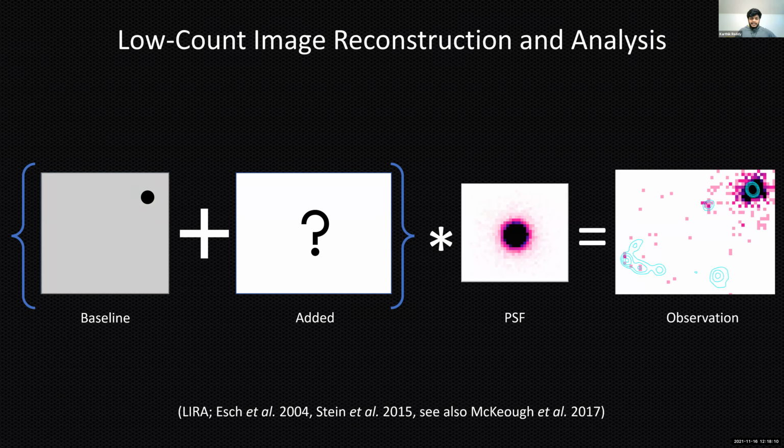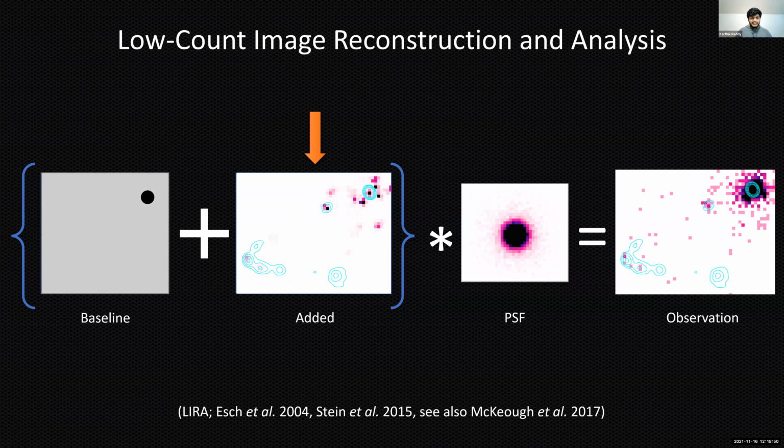So what LIRA does here is that it fits this baseline and added components using a flexible multi-scale model, and then it uses a Monte Carlo sampler to generate several realizations of the underlying brightness distribution after accounting for the baseline. So we can use these sequences of images to estimate the statistical significance of any structure that we find in the added component, and also use them simultaneously to compute or detect an offset in such knots.